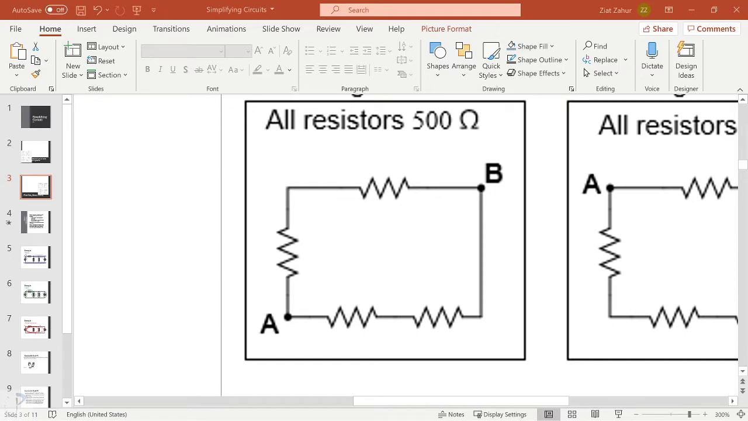We're looking for an actual numerical answer this time. It says all resistors are 500 ohms, and you want to find Req. And use patterns. Technically, you don't need a calculator for this one. Looking for patterns will save you a bunch of time.